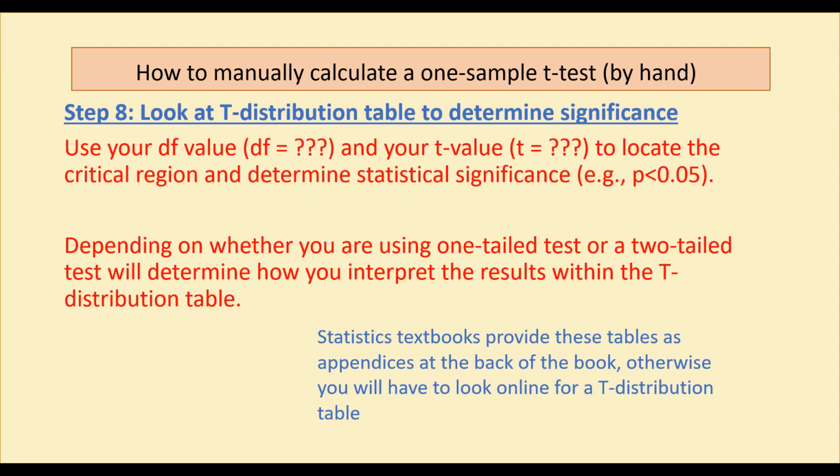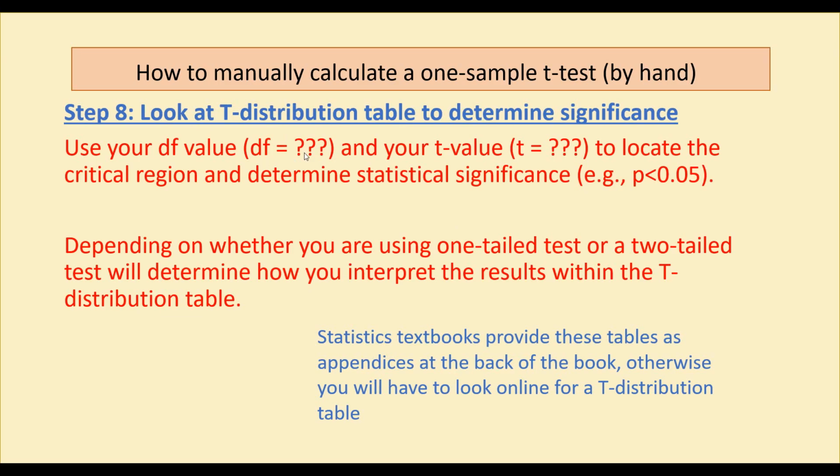Now step 8 is to look at a t-distribution table to determine significance. In this situation, if you're using a textbook, a t-distribution table will most likely be provided at the back of the textbook or within an appendix. Or if you go online, you should be able to find one of these tables on any website if you do a Google search. What you are required to do, though, in order to determine if your t-statistic is significant, you have to use your degrees of freedom. So whatever your sample size was, n minus 1 is your degrees of freedom.